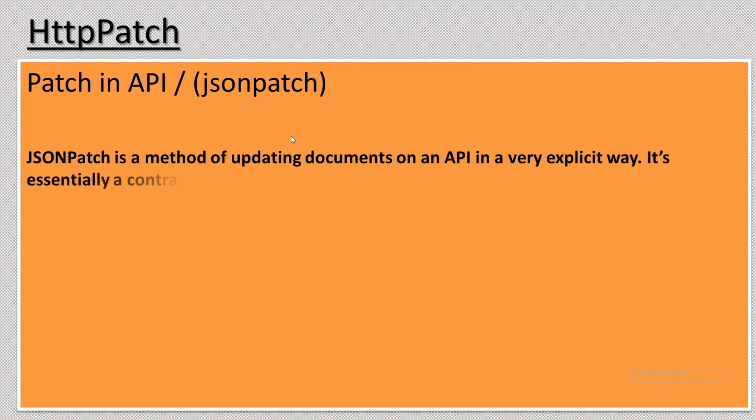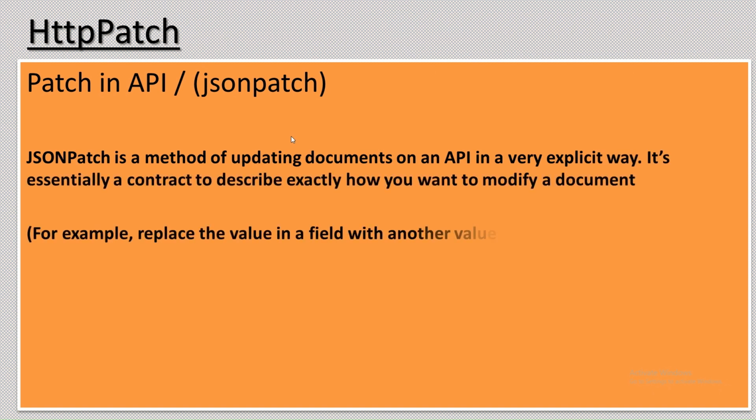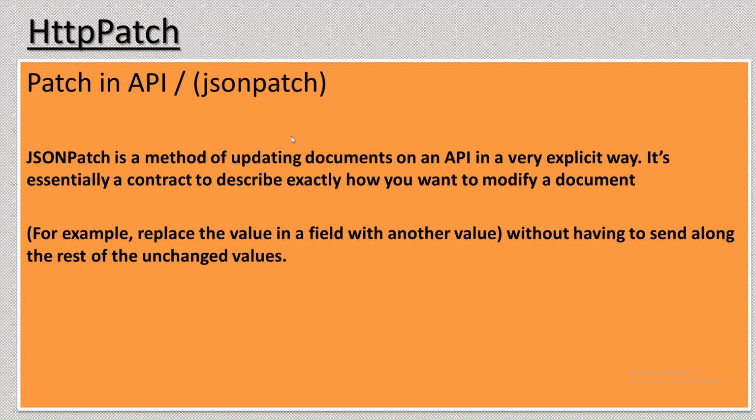HTTP patch, that's the name of the action filter above. So what does patch in an API mean? It's a JSON patch. JSON patch is a method of updating documents on an API in a very explicit way. It's essentially a contract to describe exactly how you want to modify a document. For example, you want to replace the value in a field with another value without having to send along the rest of the unchanged values, which means we want to change a single column value without sending the same data for the entire columns to the database again, unlike an HTTP put.